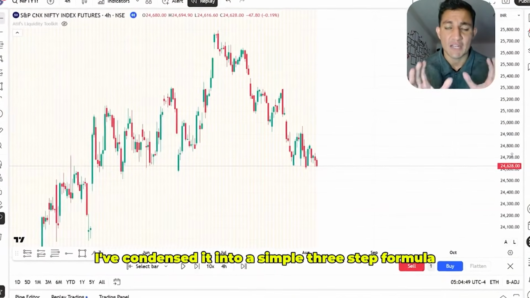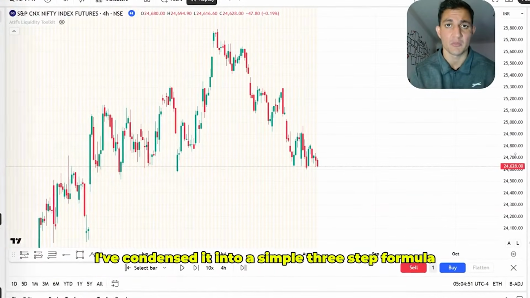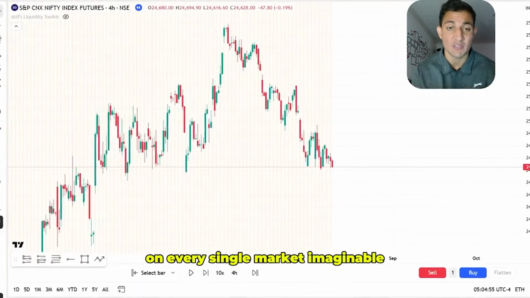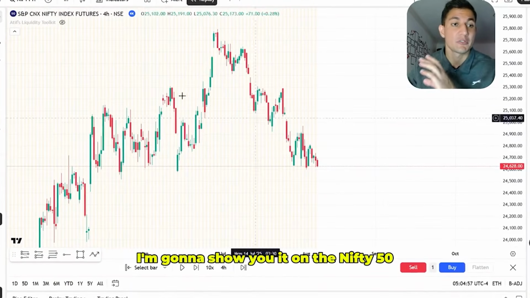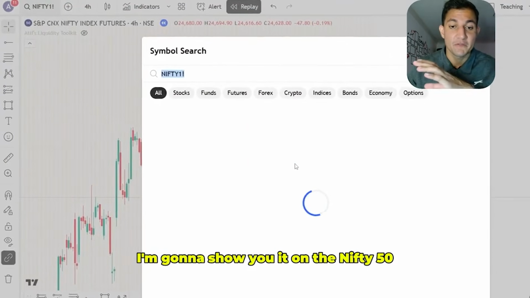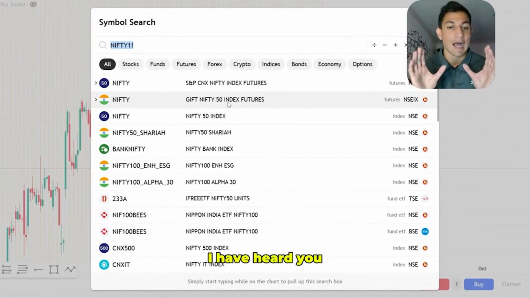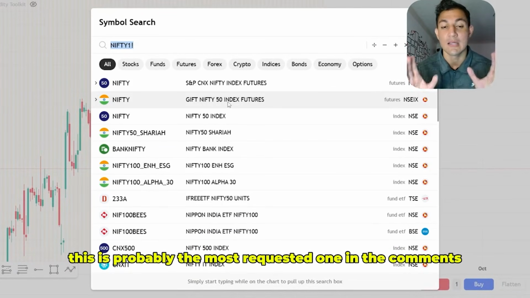Okay, so for this strategy, I've condensed it into a simple 3-step formula, which is bias, sweep, entry. And this will work on every single market imaginable. And for this example, I'm going to show you it on the Nifty 50, which is actually the Indian stock market. So shout out to all my Indian followers. I have heard you. This is probably the most requested one in the comments.